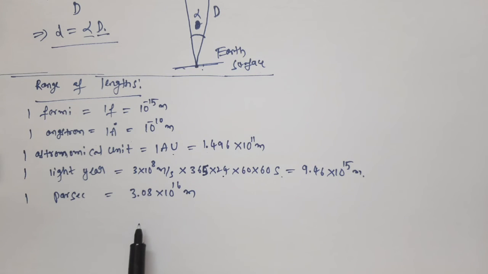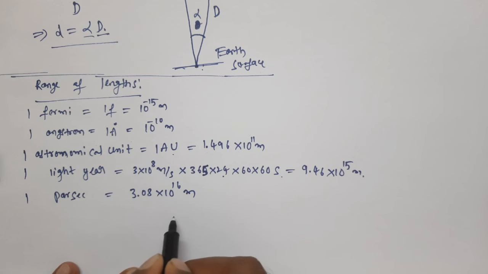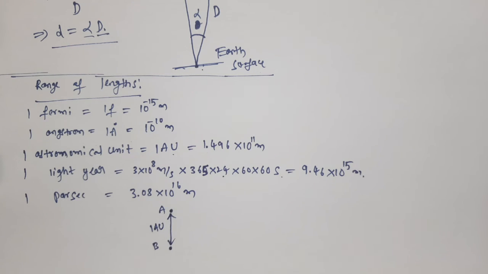And 1 parsec, this is the longest unit which we use to measure length. 1 parsec is equal to 3.08 into 10 power 16 meters. So actually 1 parsec means we measure like this. We choose 2 points, point A and point B, and the distance between the 2 points A and B is how much? 1 astronomical unit.